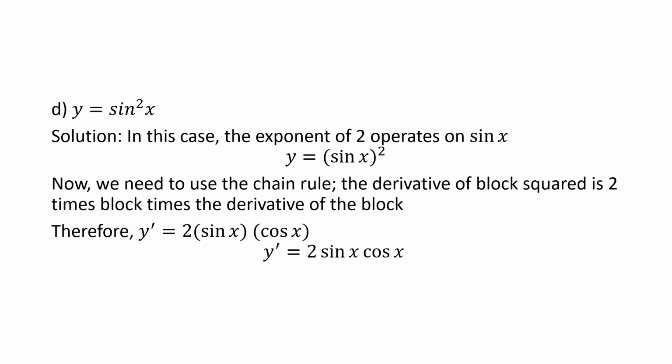And here it is nicely typed out for you. The exponent of 2 operates on sine x, so we have sine x quantity squared. And as we determine the derivative of that, we bring the 2 in front, multiply by sine x, and also the derivative of sine x, and we get 2 sine x cos x as our answer.